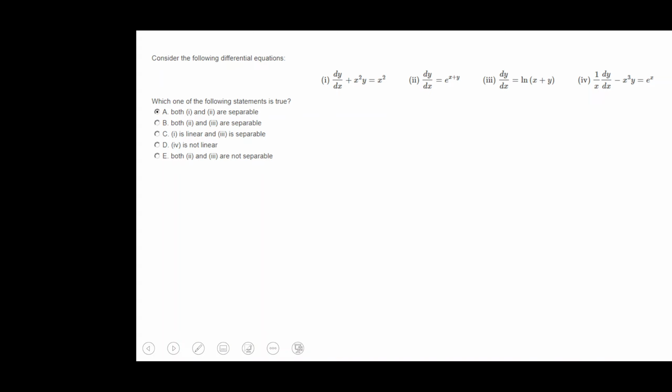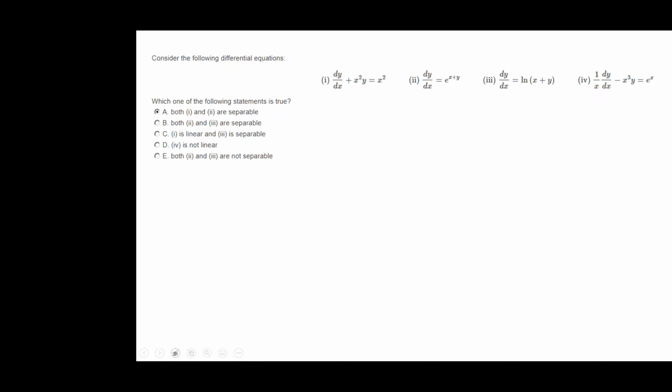All right, in this question we're asked to classify differential equations in terms of being separable or linear or neither. I'm going to look at each statement one at a time. The first statement says, so which of the following statements is true? The first statement says that both 1 and 2 are separable. The second statement says that 2 and 3 are separable, and so on.